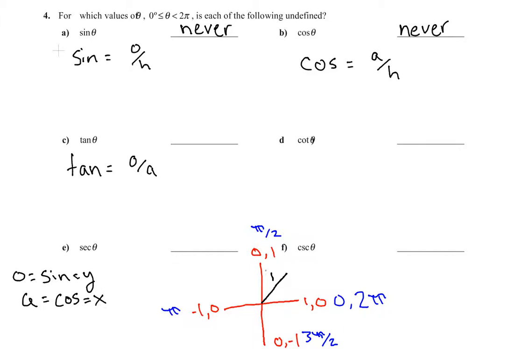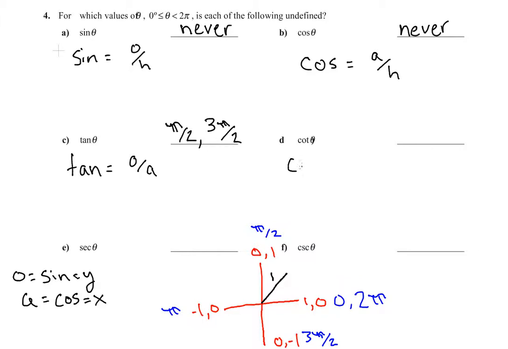If we look at our unit circle, we'll see that our cos, or our x value, is 0 at pi over 2 and 3 pi over 2. So we know that tan of theta will be undefined at pi over 2 and at 3 pi over 2. Okay, that was nice. Now we look at cotangent.